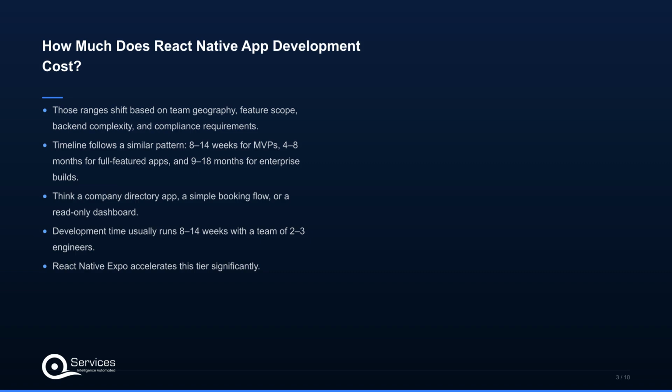React Native Expo accelerates this tier significantly. Expo's managed workflow handles native build configuration automatically, cutting project setup from 3 to 5 days to a few hours. For straightforward consumer apps with no custom native code, Expo is worth evaluating from day one.